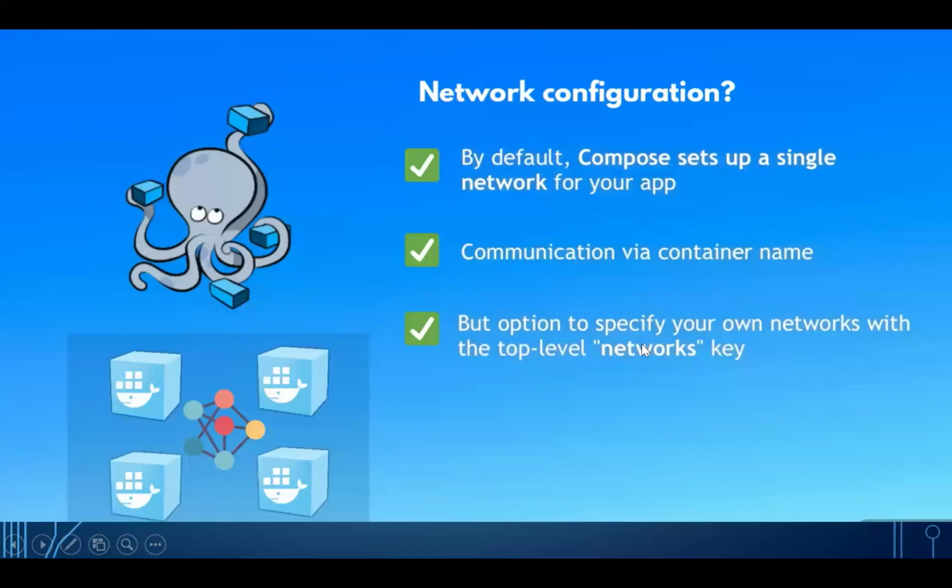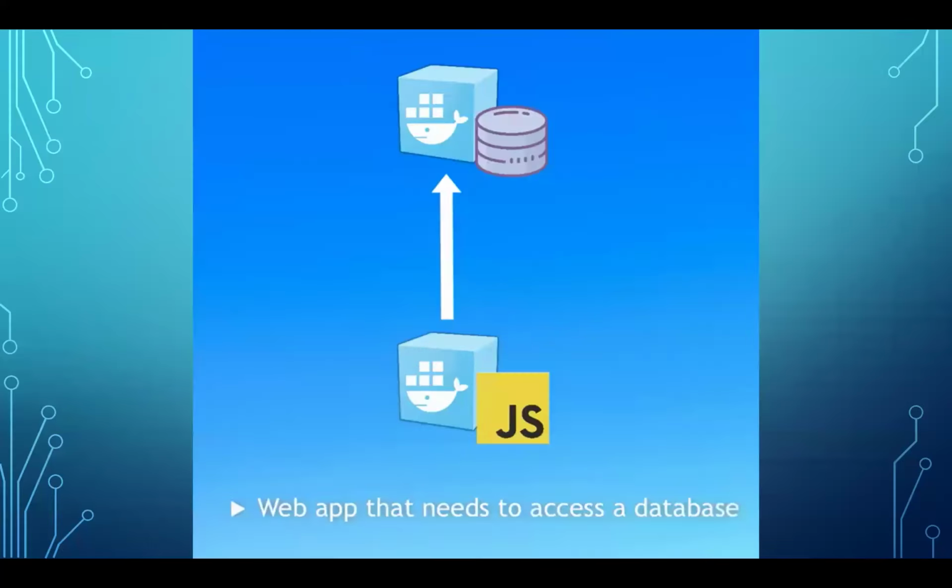But there is an option to specify your own network with the top level networks key. In this one we didn't specify our own network, but if you want, you can specify it explicitly. You can just search for it: how do I optimize my YAML file to add my own network rather than the network they are using? You will get a lot of options there. Got it? Yes. Okay.